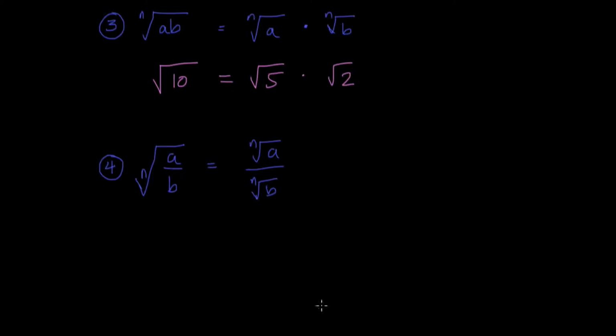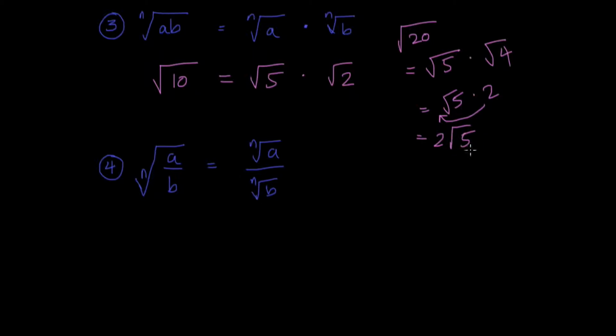If I have the square root of 20, that's going to be the square root of 5 times the square root of 4. And when you can simplify it, you can. So 5 fours are 20, but the square root of 4 is 2. So that's going to be the square root of 5 times 2. And then you usually write the multiplication sign in front. That's going to give me 2 root 5, okay?